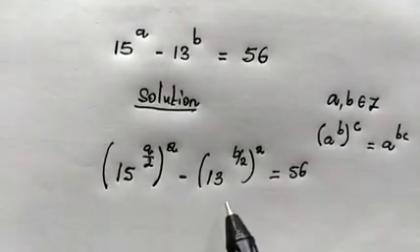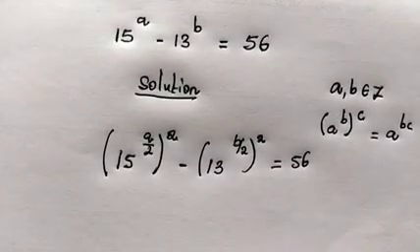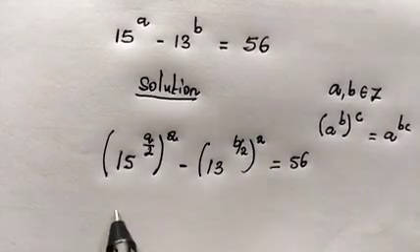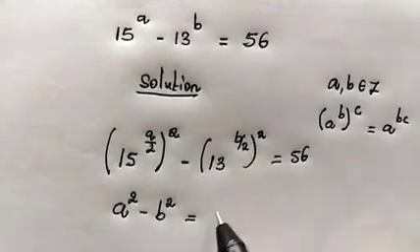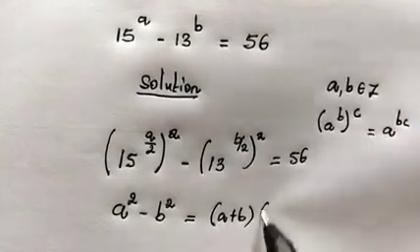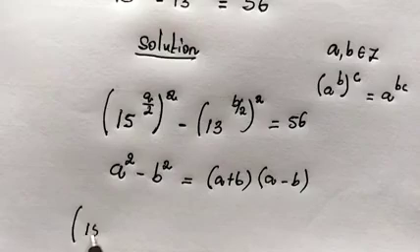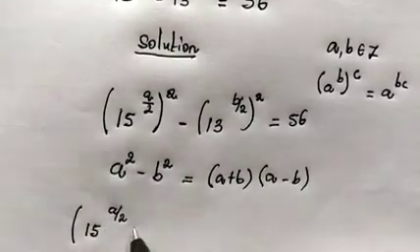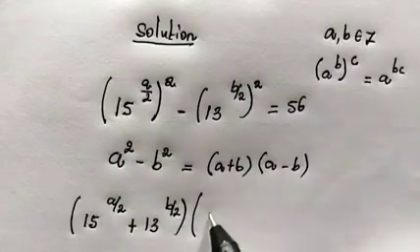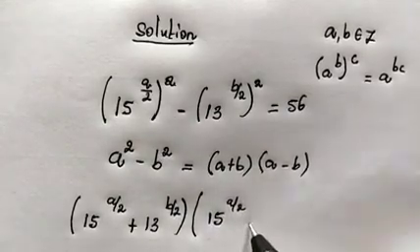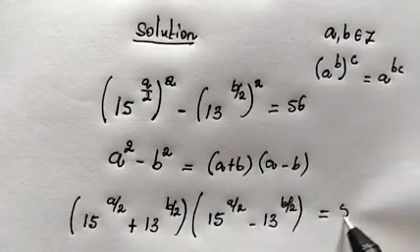Now if you take a look at this left hand side, we have a difference of two squares, right? So we're going to use the following formula. Using the difference of two squares formula, a squared minus b squared is equal to a plus b multiplied by a minus b. So this left hand side becomes 15 raised to the power of a by 2 plus 13 raised to the power of b by 2, multiplied by 15 raised to the power of a by 2 minus 13 raised to the power of b by 2. So this is equal to 56.